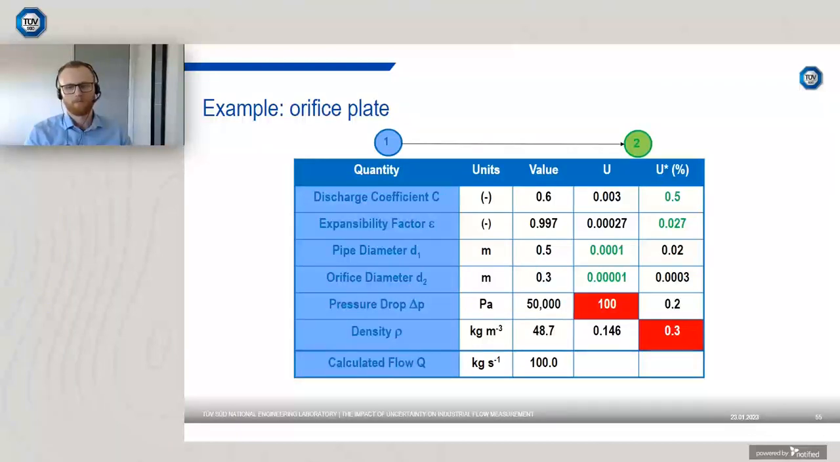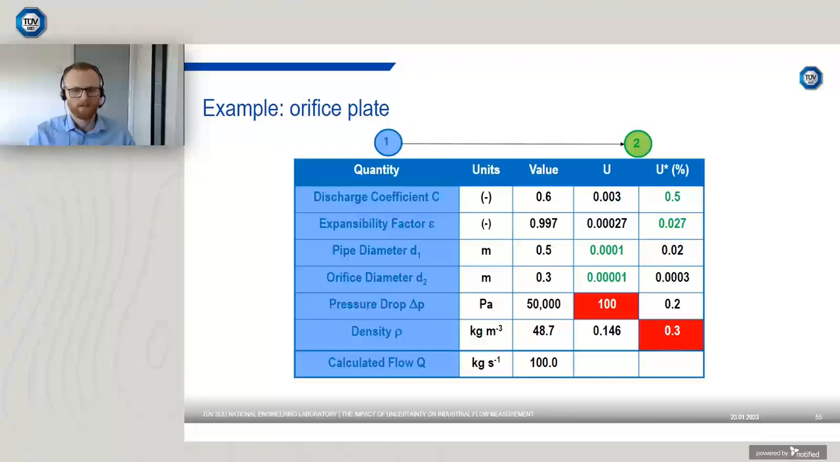You can convert to an absolute uncertainty U, so for discharge coefficient 0.003, by multiplying the 0.5% by 0.6. So 0.5 divided by 100 multiplied by 0.6, we get 0.003. If you take a look further down, the pipe diameter and orifice diameter absolute uncertainties are 1 times 10 to the minus 4 and 1 times 10 to the minus 5 respectively. You can get those values in relative terms or in percentages by simply dividing the absolute uncertainty by the value, so dividing 0.001 by 0.5 and then multiplying by 100.